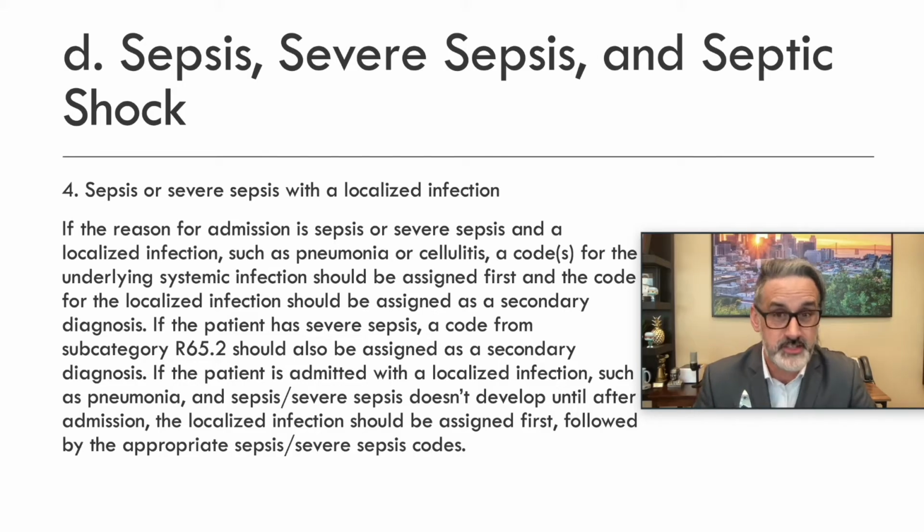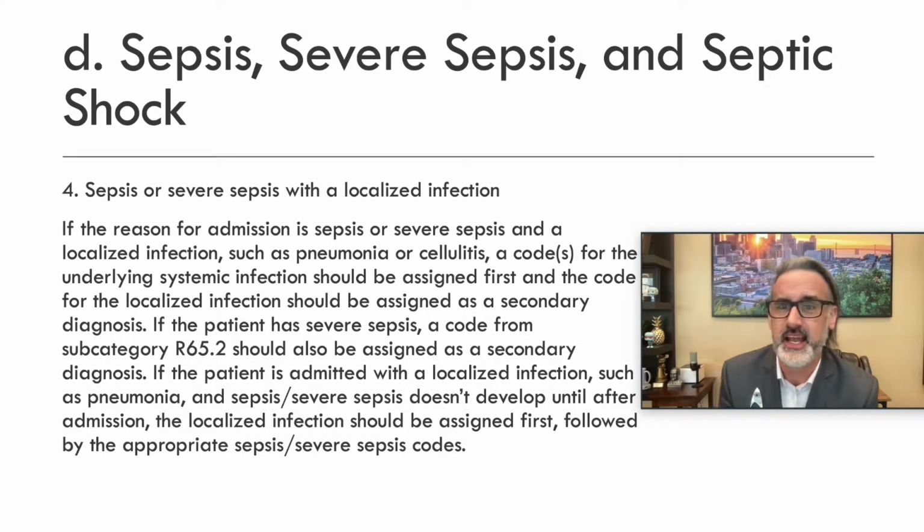If the patient has severe sepsis, a code from subcategory R65.2 should also be assigned as a secondary diagnosis. If the patient is admitted with a localized infection, such as pneumonia, and severe sepsis doesn't develop until after admission, the localized infection should be assigned first, followed by the appropriate sepsis or severe sepsis codes.